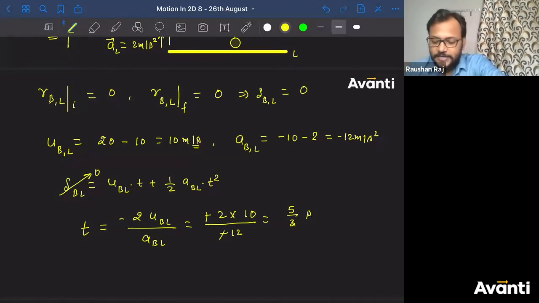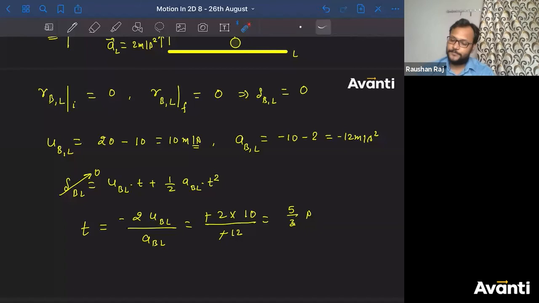Tanmay, that is not the relative motion approach. That is correct only, but that is not the relative motion approach, right? I asked you to get the answer using relative motion approach only. Chaliye, so time taken is what? 5 by 3 seconds.